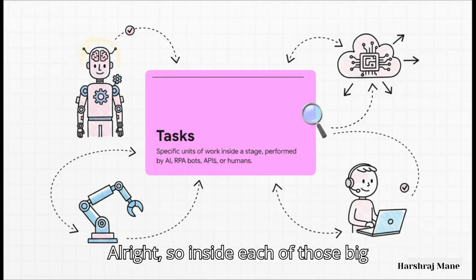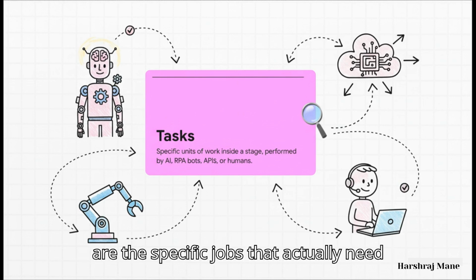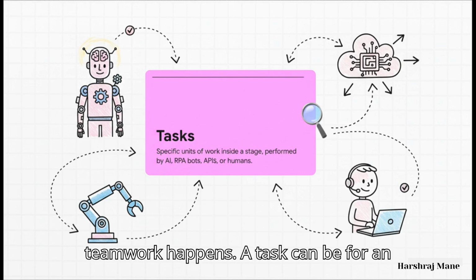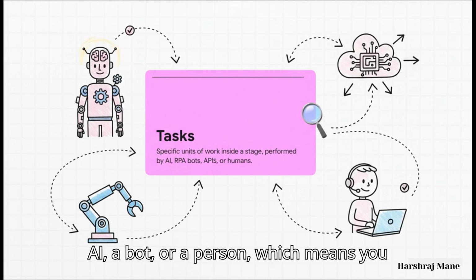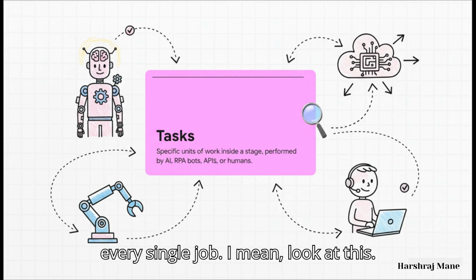All right, so inside each of those big stages, you have the smaller tasks. These are the specific jobs that actually need to get done. And this is where the real teamwork happens. A task can be for an AI, a bot, or a person, which means you can literally pick the best player for every single job.